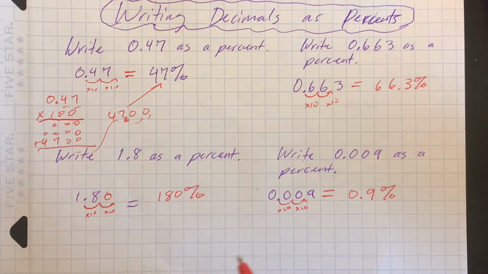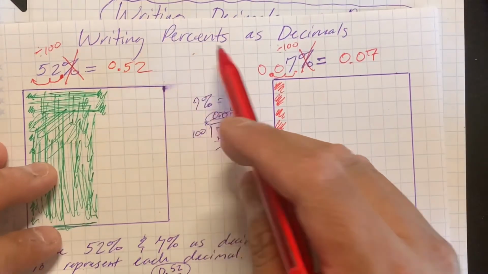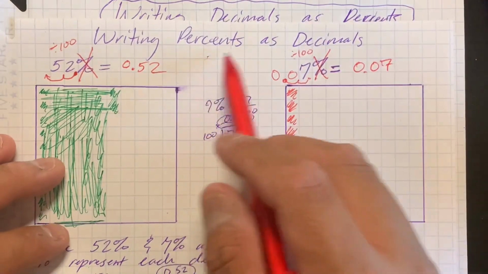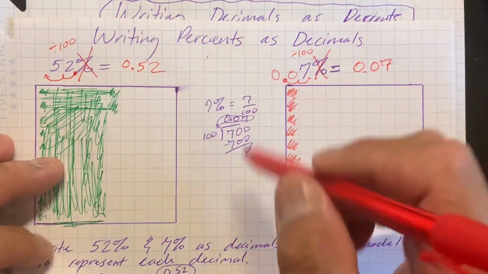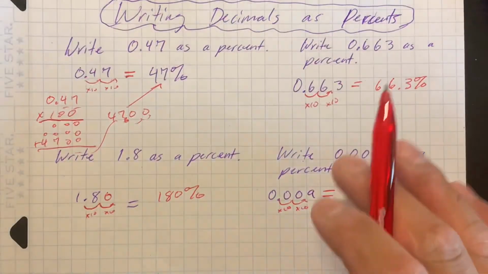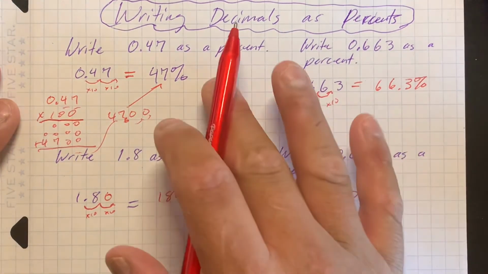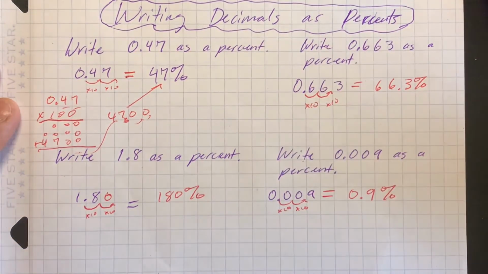Now remember, when we write percents as decimals, percents to decimals, we divide. But on the other side, when we convert decimals back to percents, we multiply.